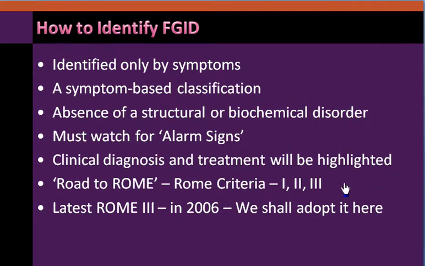Road to Rome. There is a book called Road to Rome, also called the Rome criteria. The Rome criteria were developed over a period of several years: Rome 1, 2 and 3. Subsequent meetings have upgraded and updated these functional bowel disorders. The latest is Rome 3, published in 2006, and we shall adopt this Rome 3 classification and criteria for our presentation in this CME, that being the latest available as of date.